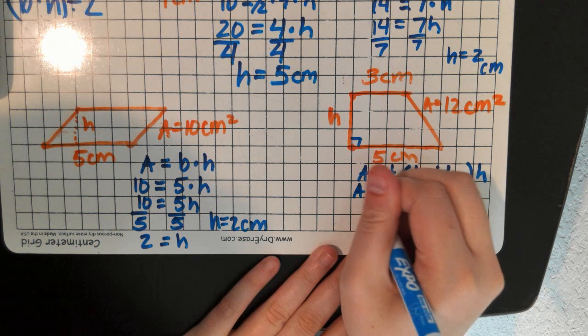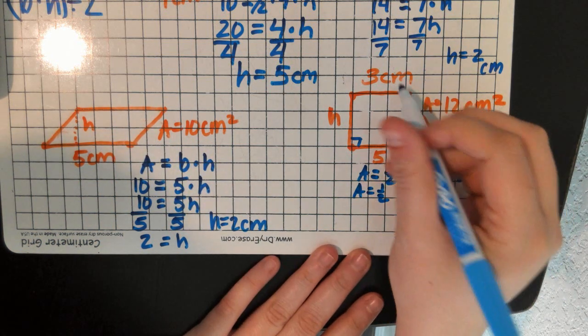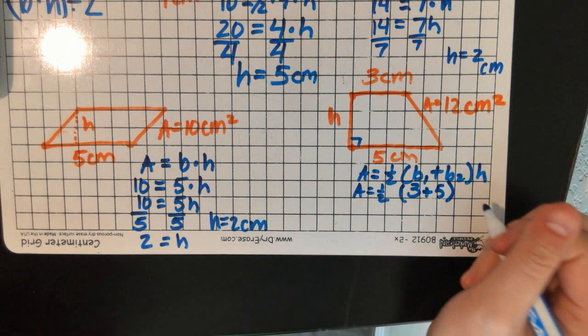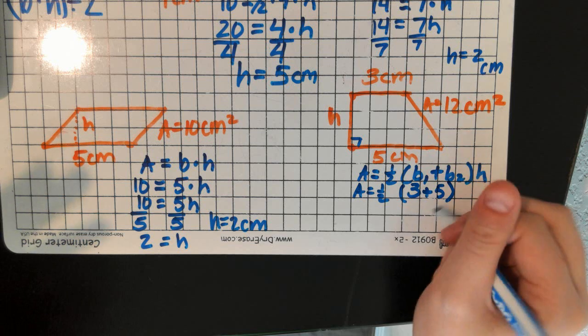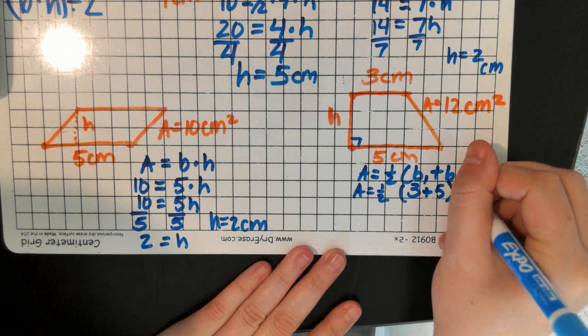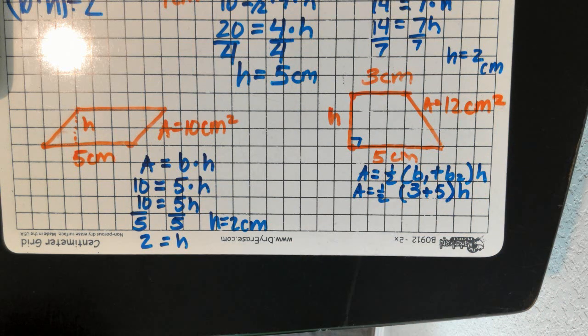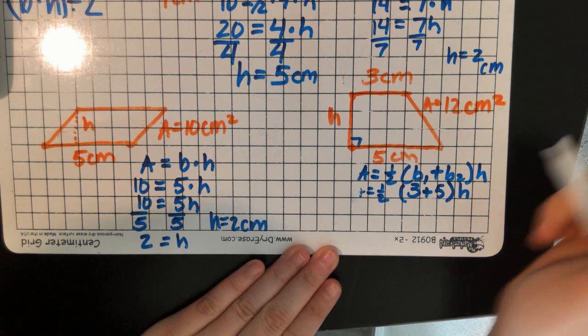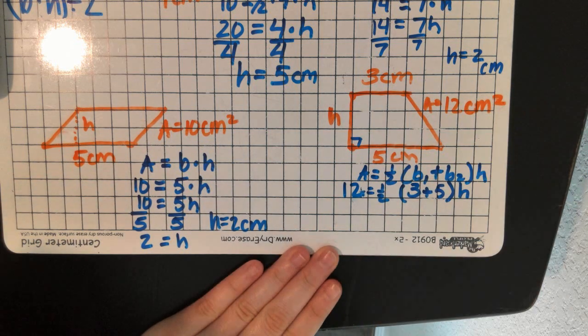Okay, so I'm going to go ahead and fill it in. So B1, top 3, B2, the bottom is 5. It really actually doesn't matter which one is B1 and B2 because you're adding them together. It doesn't matter which order you're adding. And then we're looking for the height. Oh wait, put the area in here. Sorry about that. It was 12 centimeters squared because that's what it said.